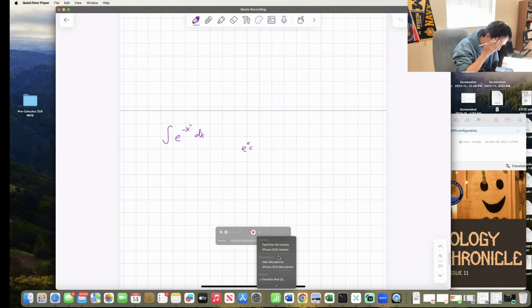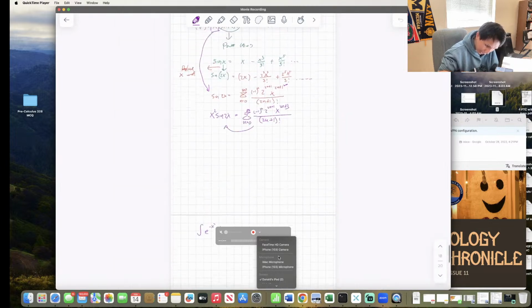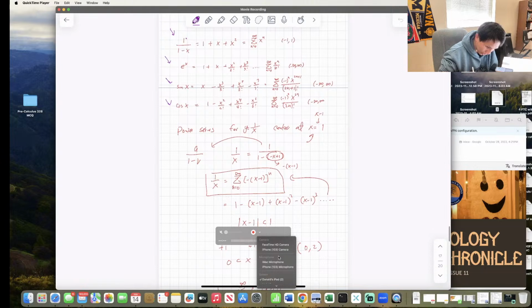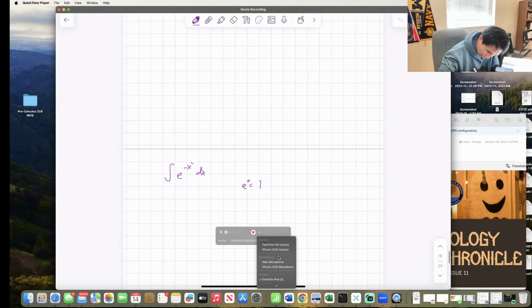Okay, so is it possible to take an integration of this now? With the help of power series, we can actually go back and look up the power series for e to the x. e to the x equals 1 plus x over 1 factorial plus x squared over 2 factorial plus x cubed over 3 factorial.